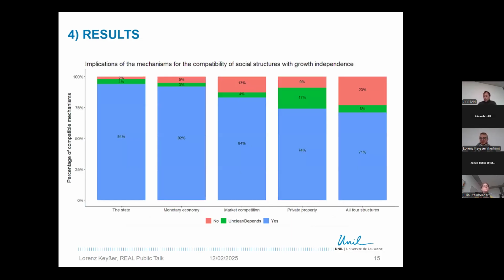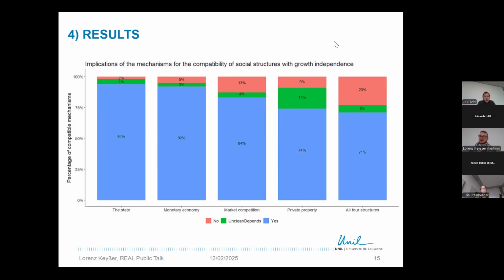And related to the question on political implications, growth independence, this is the graph where we assess which mechanism implies compatibility of a specific social structure with growth independence. Maybe it's easiest to explain this with an example. 94% of mechanisms here on the left imply that you could reach growth independence with the structure of the state, so without overcoming the social structure of the state, whereas only 2% of mechanisms imply there is a GDI within the structure of the state, so you cannot have growth independence with the state.